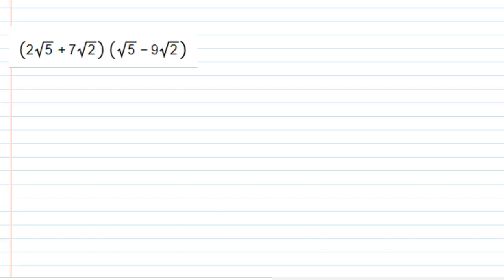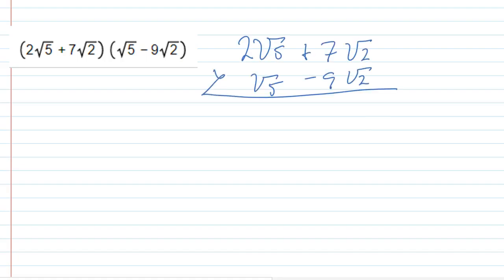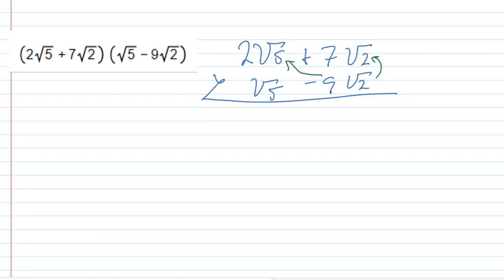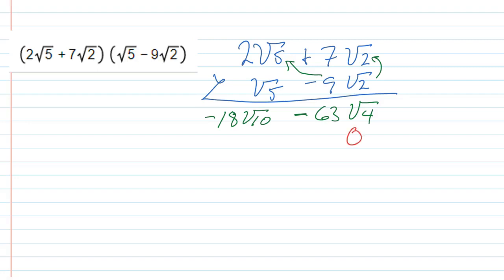Here's another one. It looks more complicated because there's 2 sets of radicals, but it really isn't. Set it up the same way, and then go and start multiplying. Make sure you notice positive times negative is a negative, and that gives me 63 square root of 4. We'll simplify that in a minute. And then negative times a positive again is negative 18 square root of 10. The key here, make sure you're paying attention to your positives and negatives. That's an easy place to get messed up.